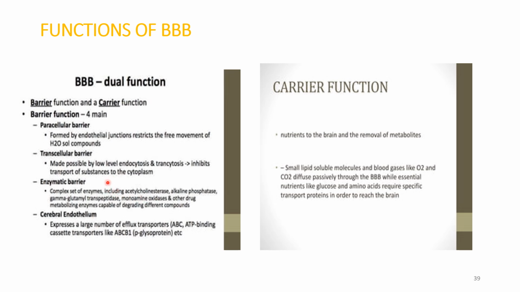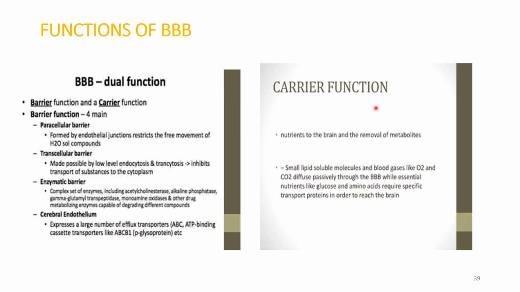And it also acts as a cerebral endothelium, and it expresses a large number of efflux transporters, that is ABC, ATP binding cassette transporters. Okay, ABCs means ATP binding cassette transporters. So it has the function of efflux. It is functioning as an efflux pump. So these are the four barrier functions: paracellular barrier, transcellular barrier, enzymatic barrier, and the cerebral endothelium.